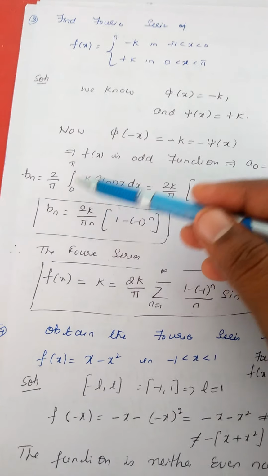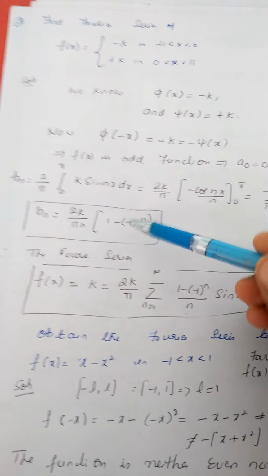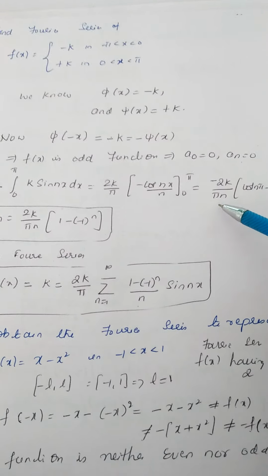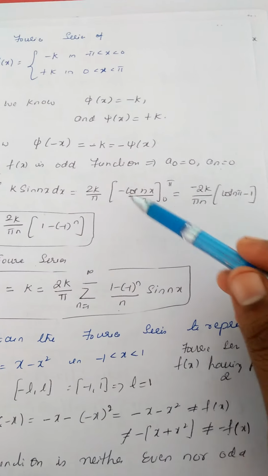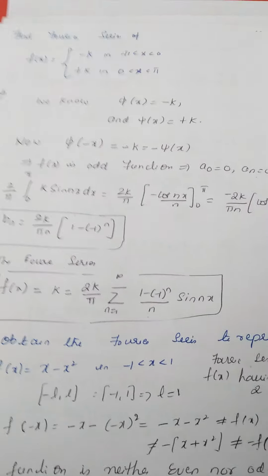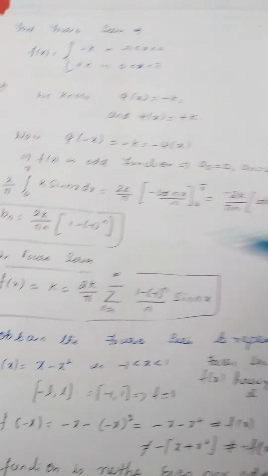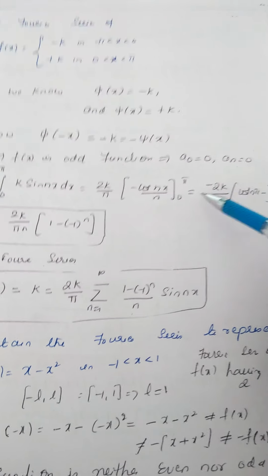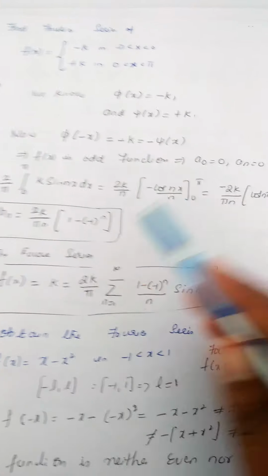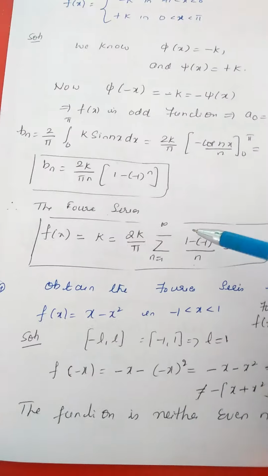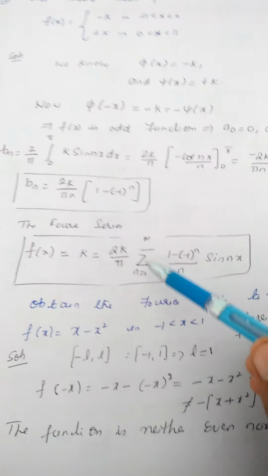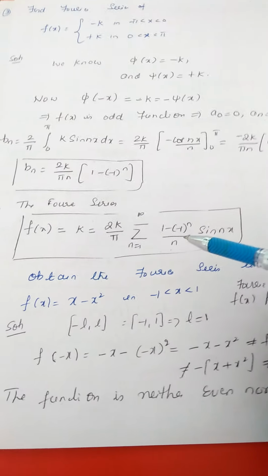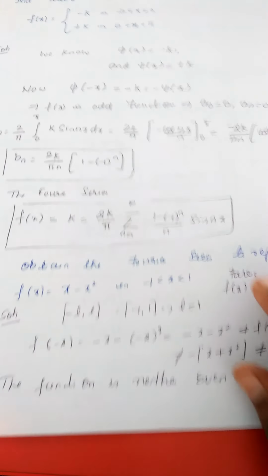Okay, in the interval 0 to pi, we have the function k here. So 2k by pi, minus cos nx by n, 0 to pi, that is minus 2k by pi n cos n pi. If you substitute the limits, we get cos n pi minus 1. So we know cos n pi is minus 1 power n. Since minus n is there, take minus n common so that it will become plus 1 minus minus 1 power n. Therefore the Fourier series is given by only this equation, because the a naught term is 0 and the an term is 0, we get only bn.